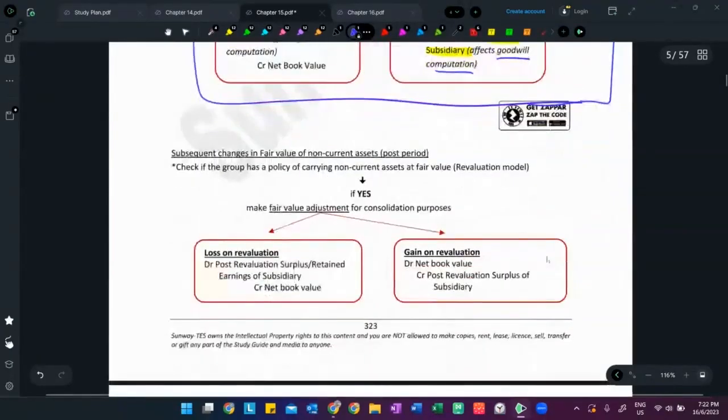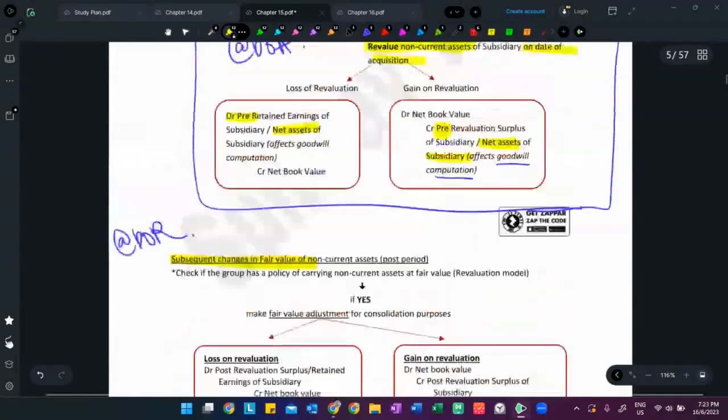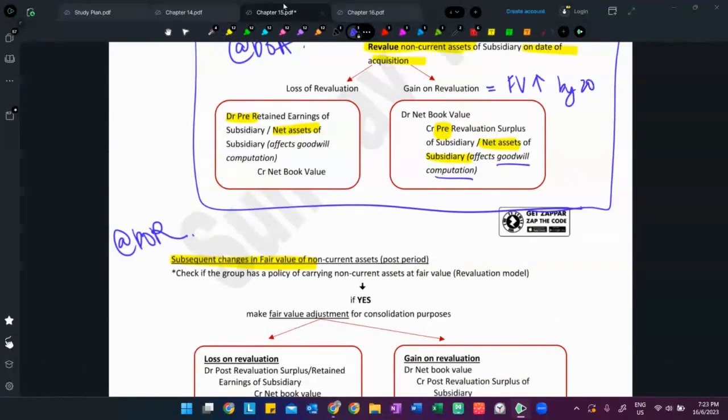This part here is an adjustment made at the date of acquisition. The bottom part right here is what we're going to make at the date of reporting. So at each year end, let's say there are subsequent changes in the fair value. So let's say at DOA, there is a gain on revaluation. Fair value has increased by 20,000. So we will record 20,000 and goodwill will be affected by 20,000, right? But subsequently, at the end of the first year, the fair value increased further. So let's say fair value increased further by another 10K. But this happened at the DOR, yeah?